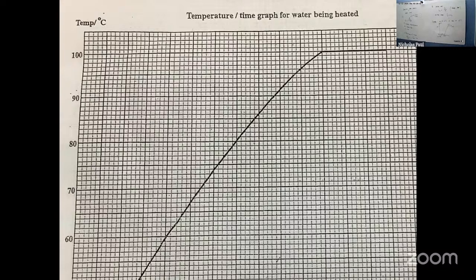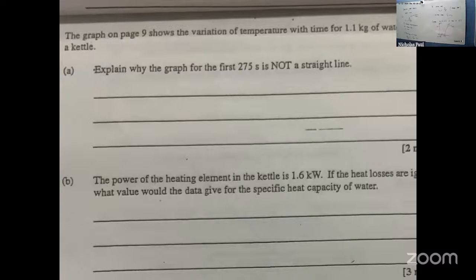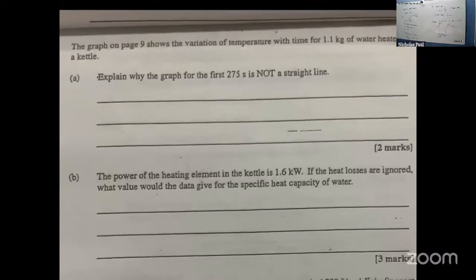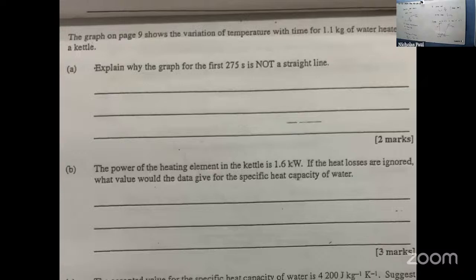All right, let us see if we can answer these little things here. The graph in Figure 9 shows the variation of temperature with time for 1.1 kilograms of water heated in a kettle. Let's write down the mass. The mass is 1.1 kilograms of water.